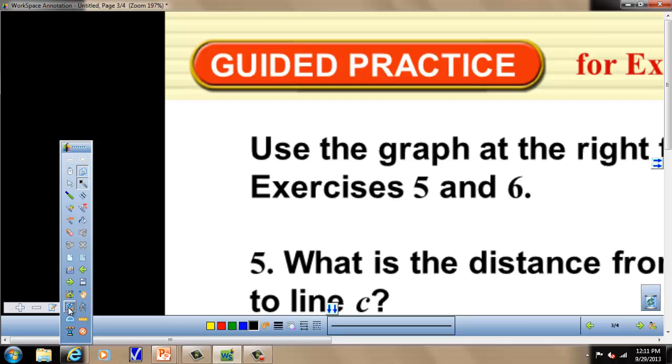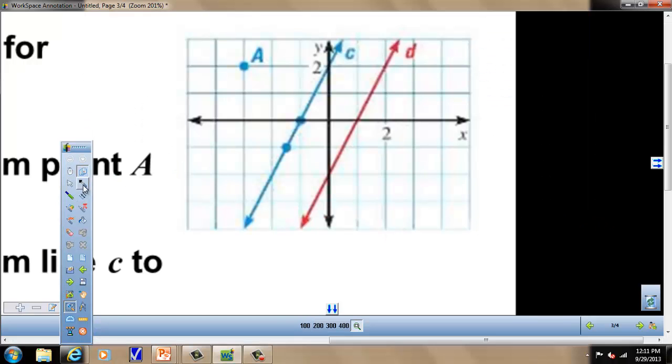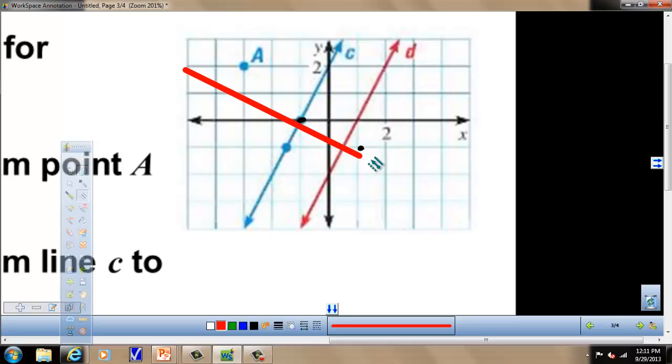I'm going to have to zoom out first, and then re-zoom in. Okay, so let's use this point right here again. We've got this point, and if we go down 1 and over 2, we're going to end up there. If I draw the line that's perpendicular here, it's going to look something like that.